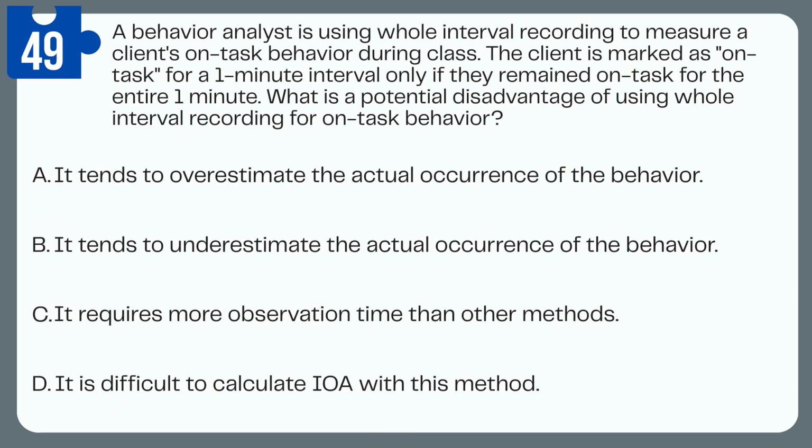Question 49. A behavior analyst is using whole interval recording to measure a client's on-task behavior during class. The client is marked as on task for a 1-minute interval only if they remained on task for the entire 1 minute. What is a potential disadvantage of using whole interval recording for on-task behavior? A. It tends to overestimate the actual occurrence of the behavior. B. It tends to underestimate the actual occurrence of the behavior. C. It requires more observation time than other methods. D. It is difficult to calculate IOA with this method.